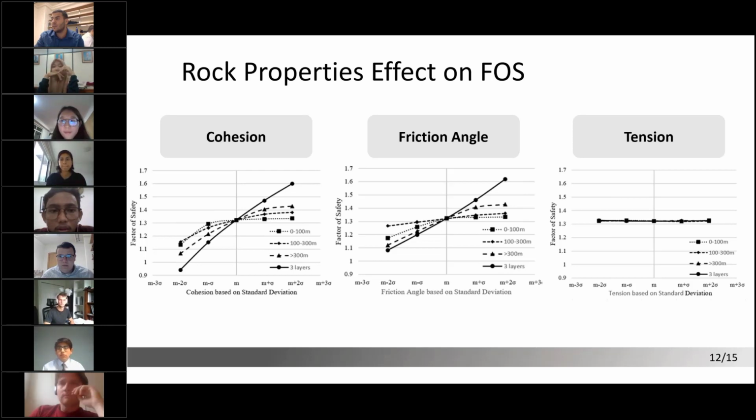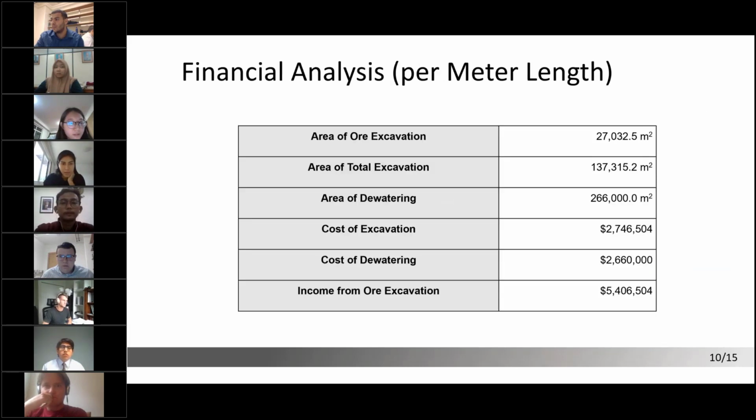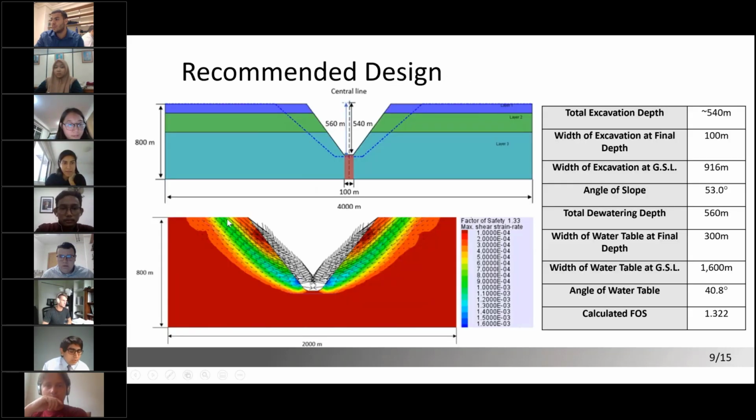Maybe I can ask just a quick clarification. When you do the analysis, are you assuming that the failure surface is above or below the groundwater, the phreatic surface? I think, let's take a look. When we look at it here, I think the failure surface is going through the groundwater table.